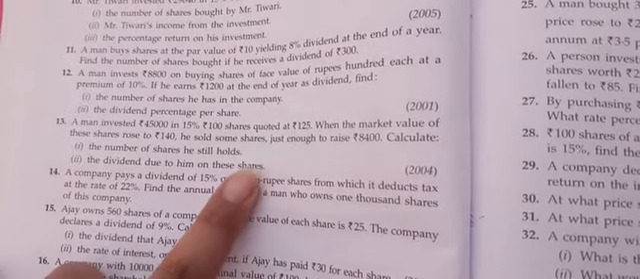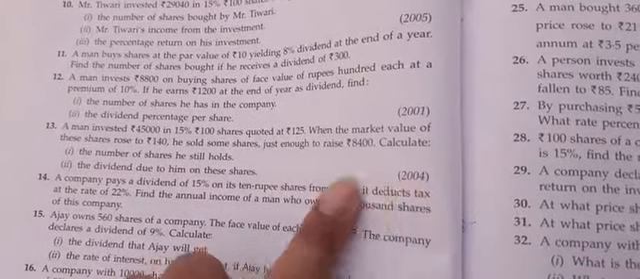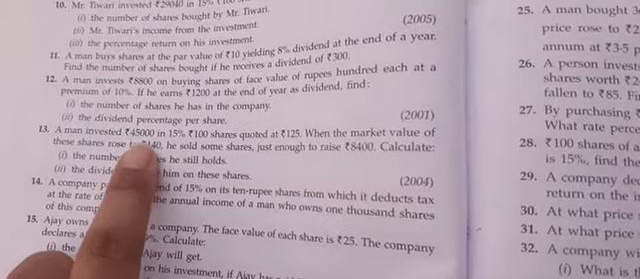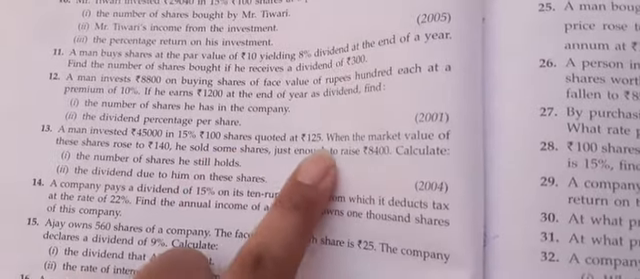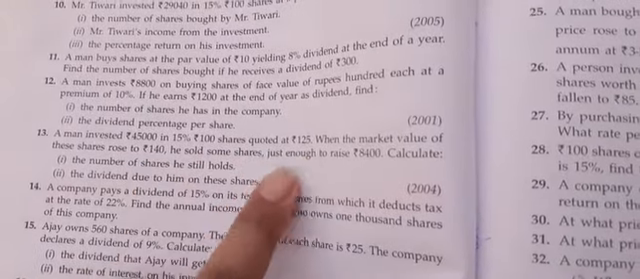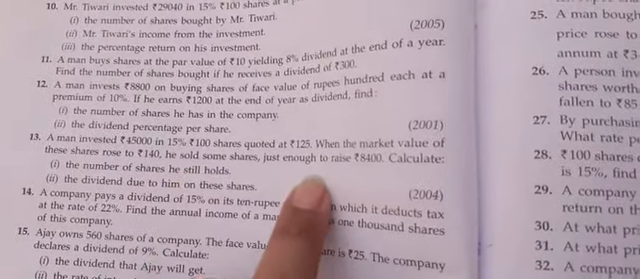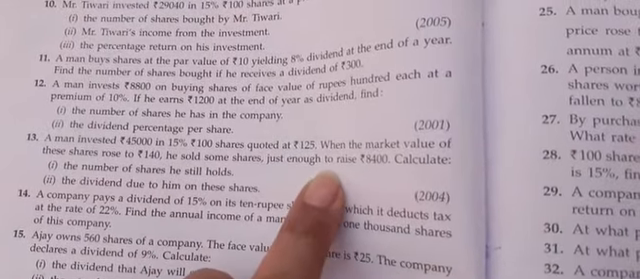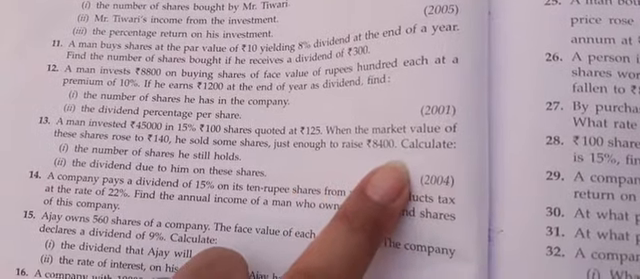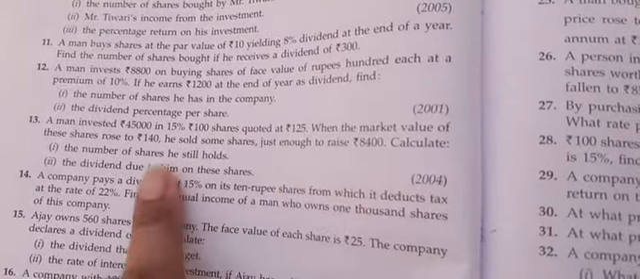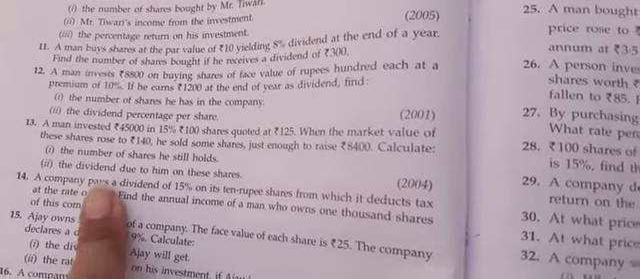Try to understand what is given in the question and what we have to find out. This question is of 2004. Children, first of all, total investment is given, face value and two market values are given. Earlier that was 125, later on it is 140. Then the person has sold a few shares, and from that he earned rupees 8400. So how many shares were left and what was the dividend? Let's see.